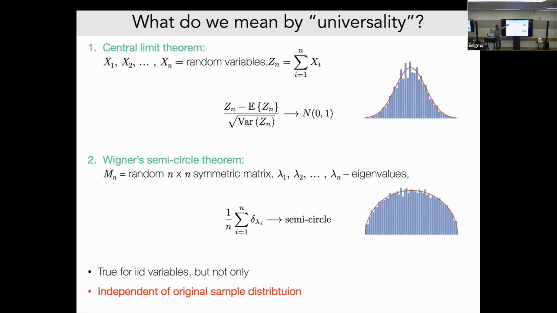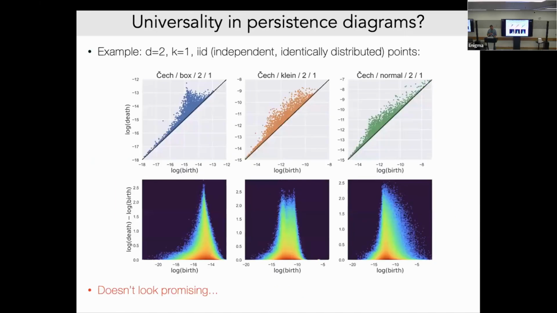For example, your variables can be 0, 1, they can be exponential random variables, bounded, unbounded, discrete, continuous. It doesn't really matter, it always converges to the same thing. The samples can be independent, but they don't have to be. So it's quite a powerful and interesting phenomenon, and we're trying to find something like that in persistence diagrams. Again, if there are any questions or comments, please stop me.